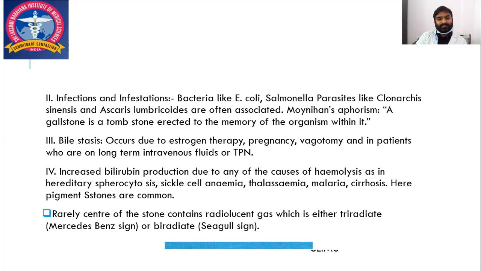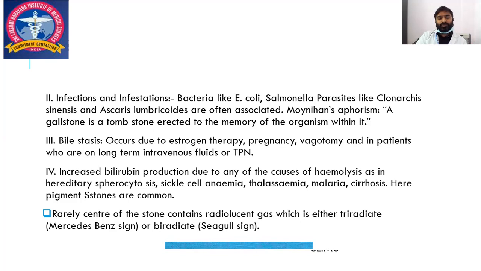Bile stasis occurs due to estrogen therapy, pregnancy, vagotomy, and in patients who are on long-term intravenous fluids or total parenteral nutrition. Other factors are increased bilirubin production due to any cause of hemolysis, as in hereditary spherocytosis, sickle cell anemia, thalassemia, malaria, and cirrhosis. Here, pigmented stones are common.